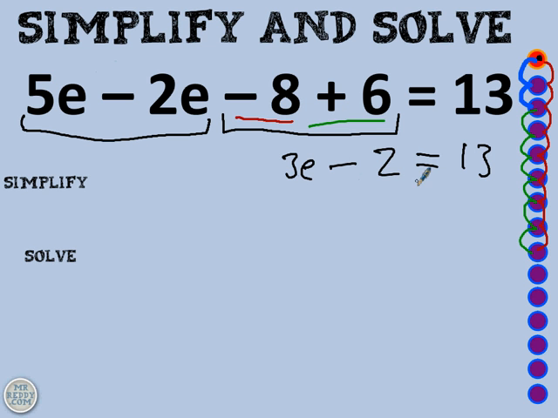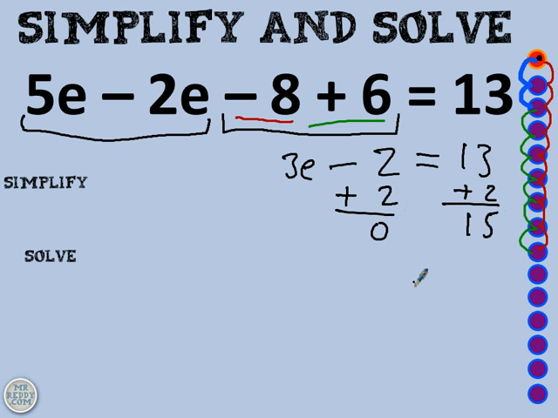3e take away 2 equals 13. So I'm thinking of this number. I've times it by 3, and then I take away 2 to get 13. So working that backwards, I will have to first of all start by adding 2 to both sides. And that cancels out. You just get 0 when you do that. And over here you get 15.